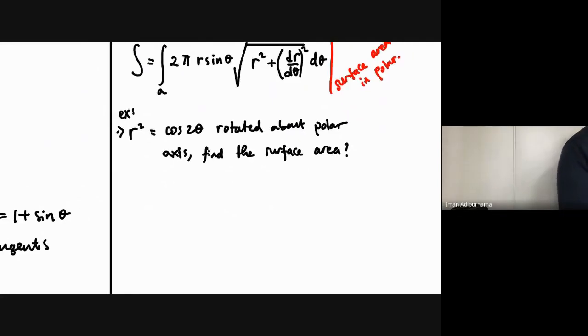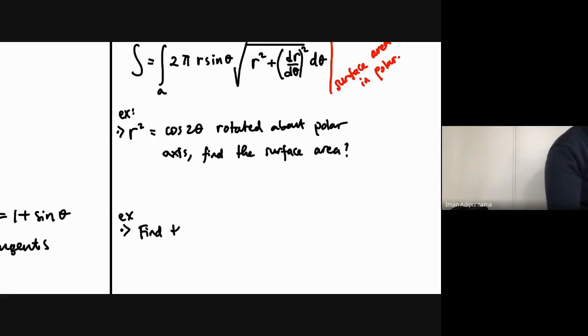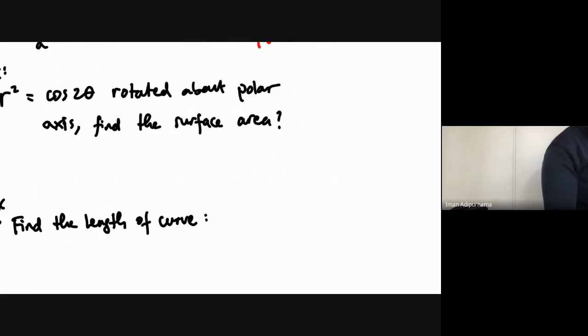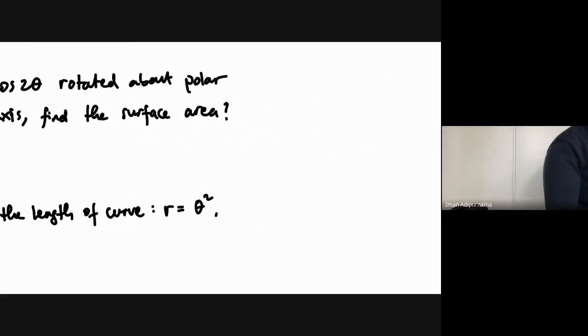And the other example, another example, this is the outline. I think find the length of curve. r is equal to theta squared from 0 to 5.